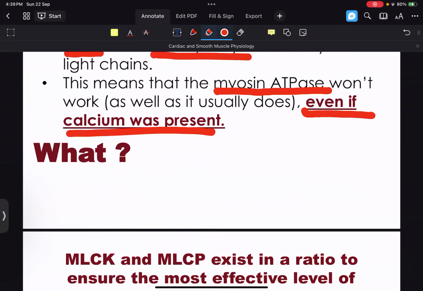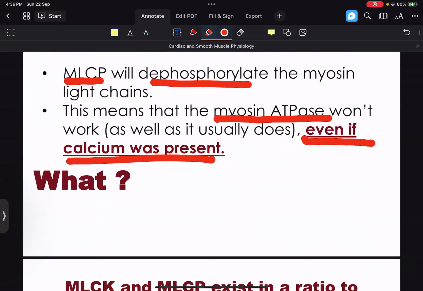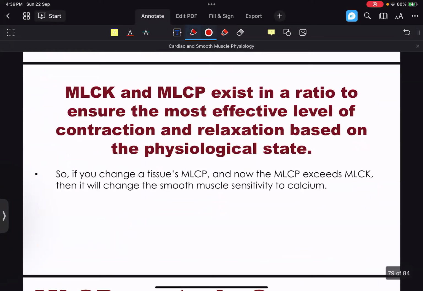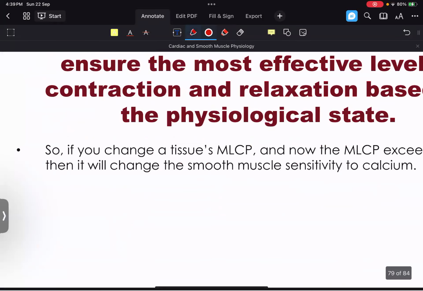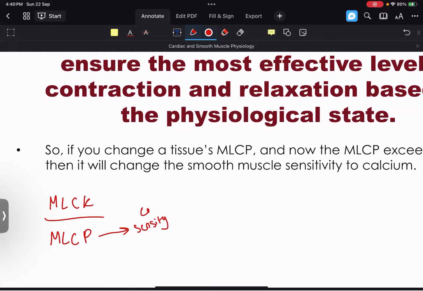Point is, what I'm trying to say, and I understand this can be confusing, but it's a simple concept, okay? What is the concept that can be confusing? Basically, your MLCK and your MLCP exist in a ratio, okay? And this ratio is not fixed. It just depends on what the tissue is trying to do. If it's trying to relax, then you're going to have more MLCP. And if it's trying to contract, then you're going to have more MLCK. But there's a special thing that the MLCP is affecting. And this special thing is called calcium sensitivity.